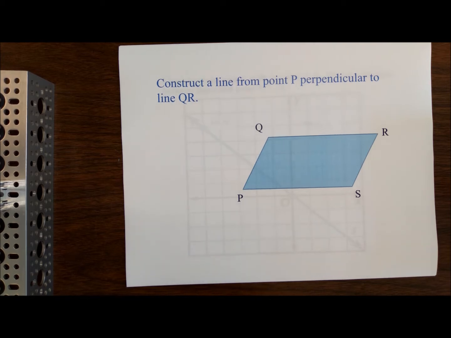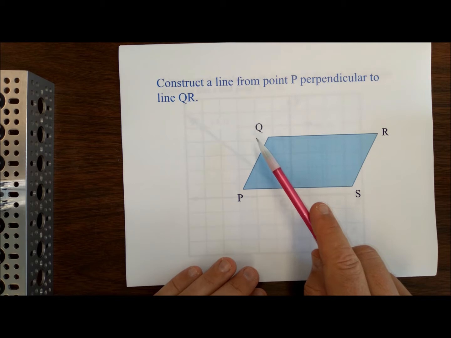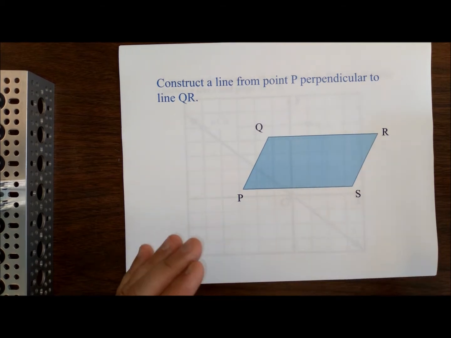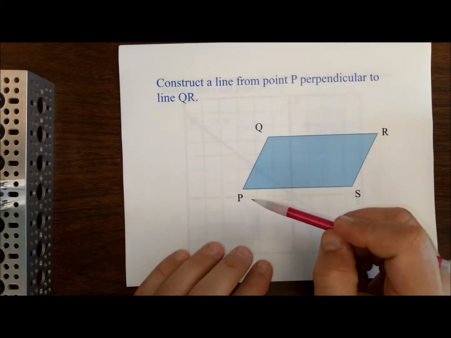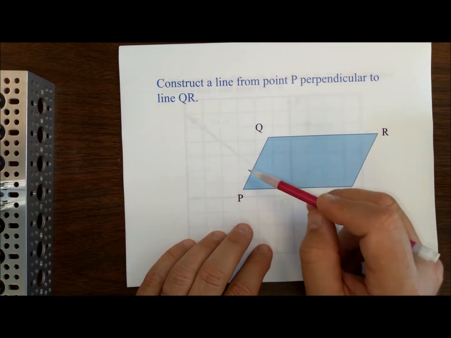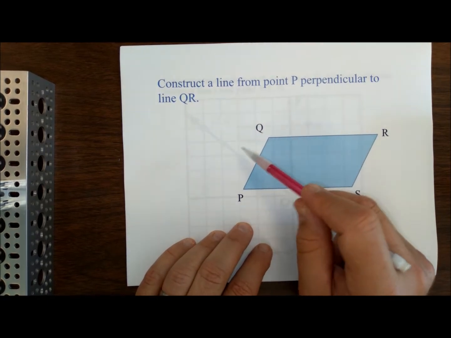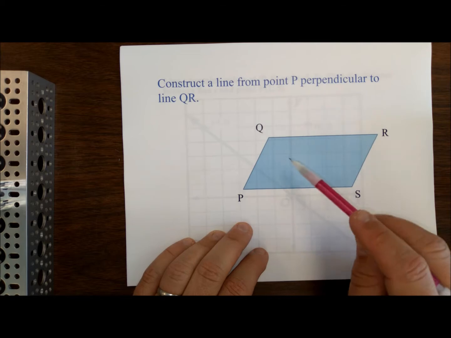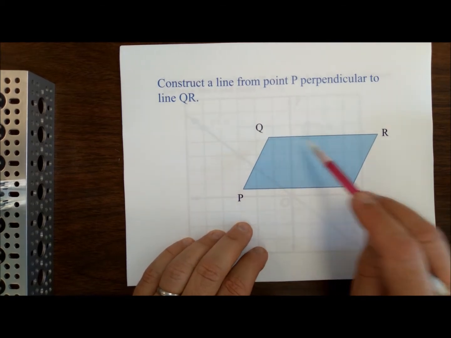Could we use that same process here to construct a line from point P perpendicular to QR? Okay, now I know what you're saying. Okay, hold on, Mr. Rogers. Perpendicular from P to QR looks like it's out here, and QR doesn't exist out there. QR is a segment that only goes from here to here.